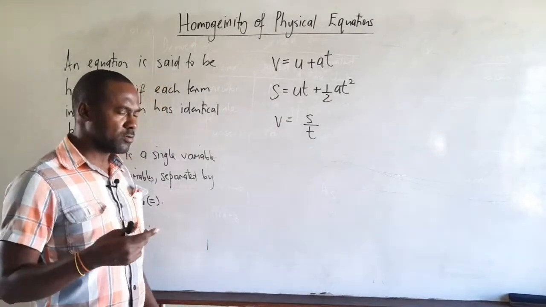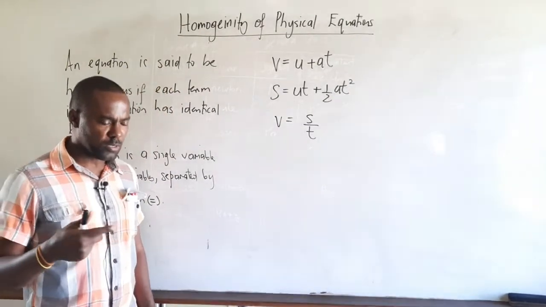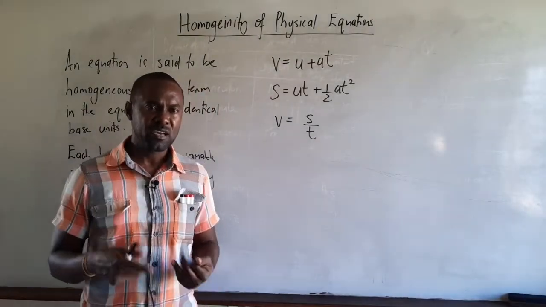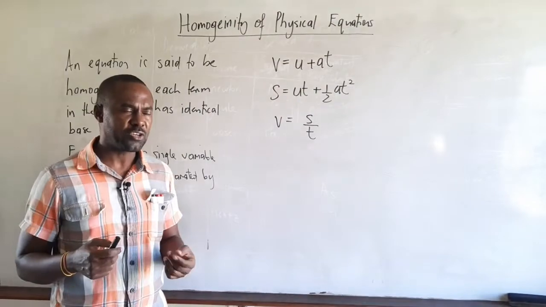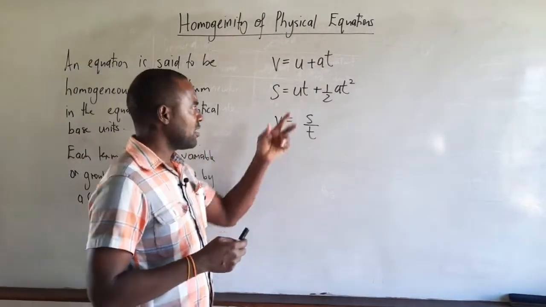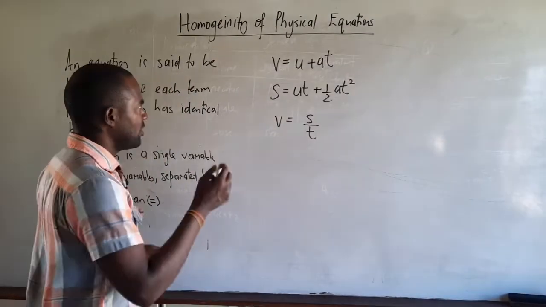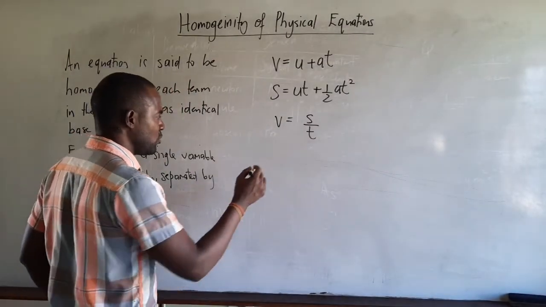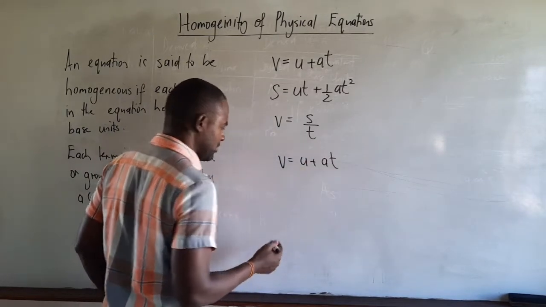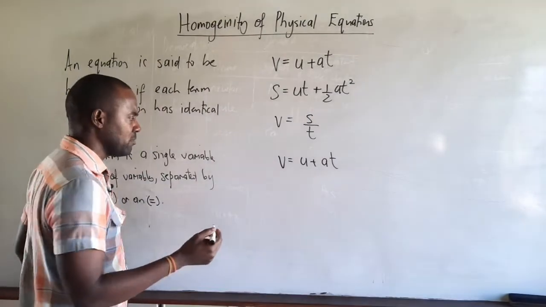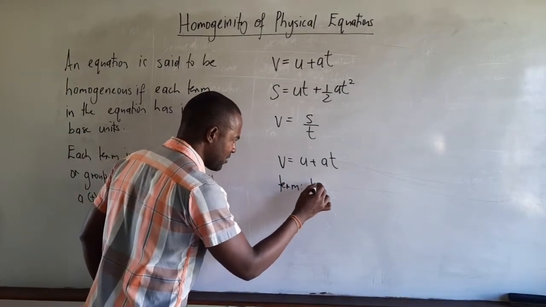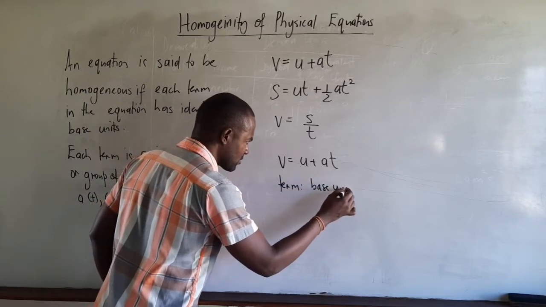Now once that is done, what we will do is to break down or to express each term in terms of its base unit equivalence and then determine whether the equation is homogeneous or not. So since we have these equations, let's check if they're homogeneous. Let's start with the first, v equals u plus at. So we can basically draw up a little table, perhaps. We can start with the term, and we have the base unit, right?